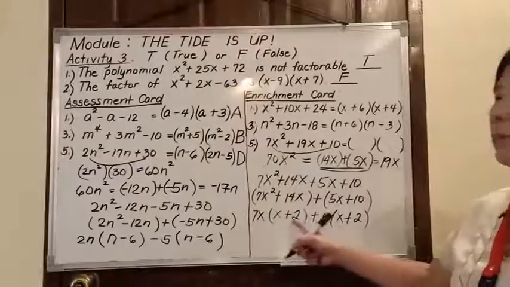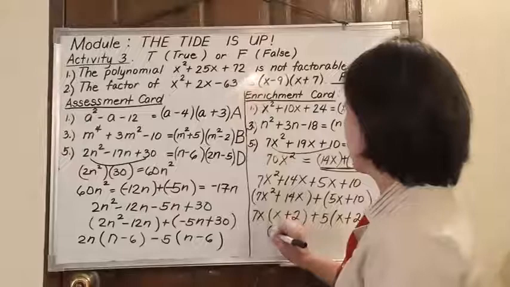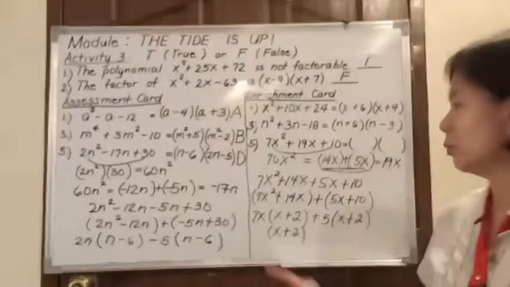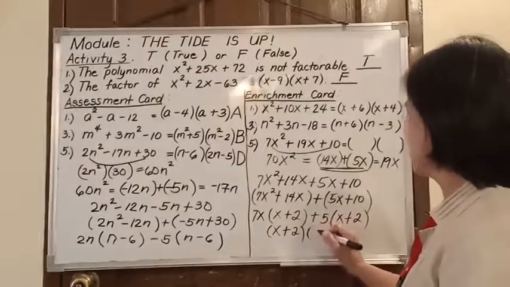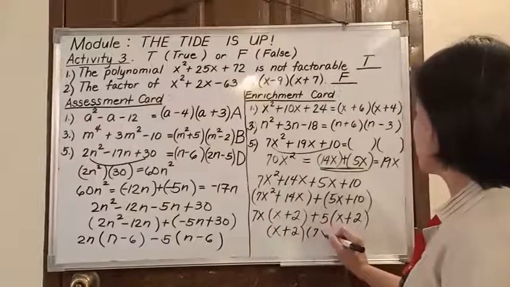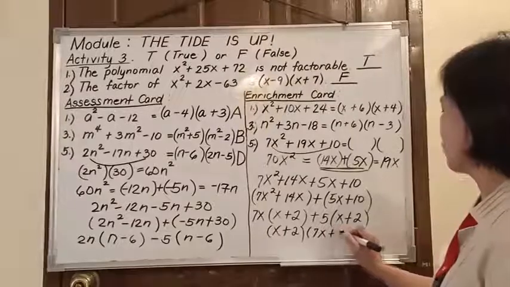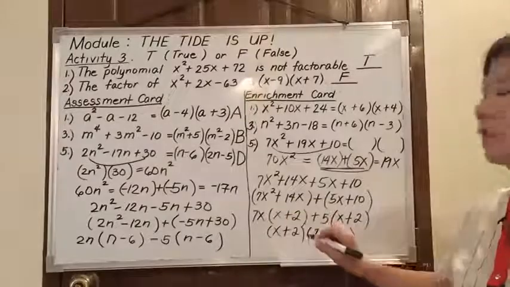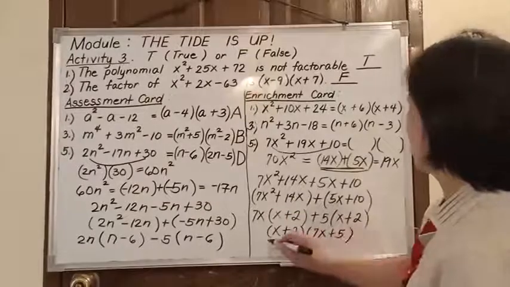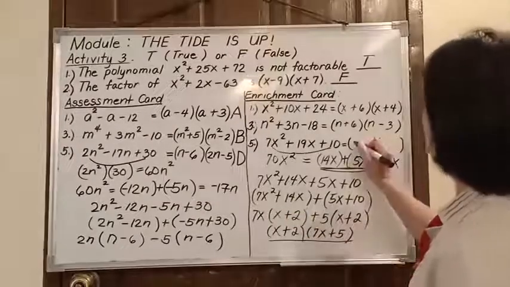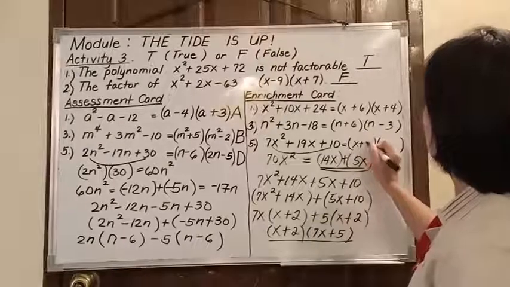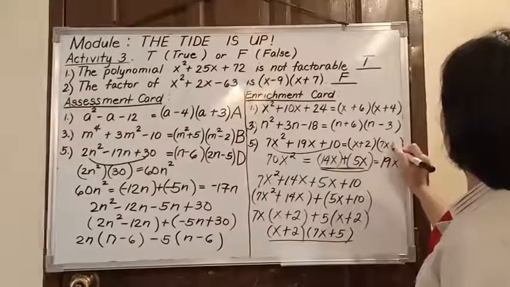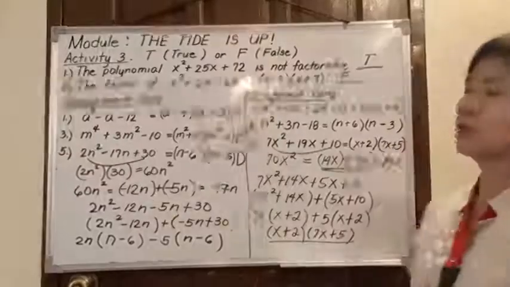So, yung common binomial natin, kukunin natin. Yan ang magiging first factor natin sa final answer. And then, yung mga nasa labas, yun ang gagawin nating second binomial. 7x plus 5. Kasi pag nag-divide tayo dyan ng x plus 2, makukuha mo 7x plus 5. So, ito yung correct answer natin. So, x plus 2 and 7x plus 5. Okay, that's all for today.